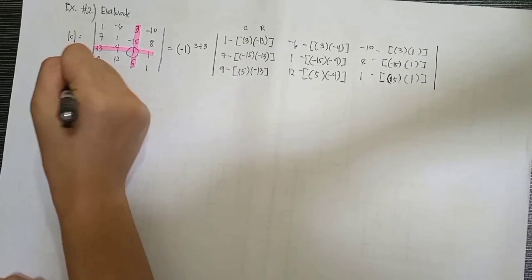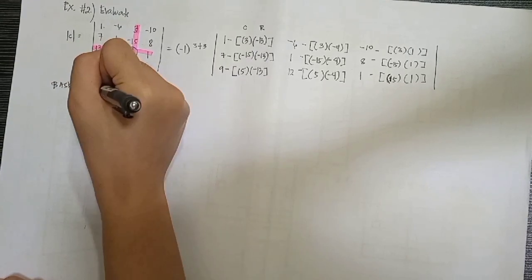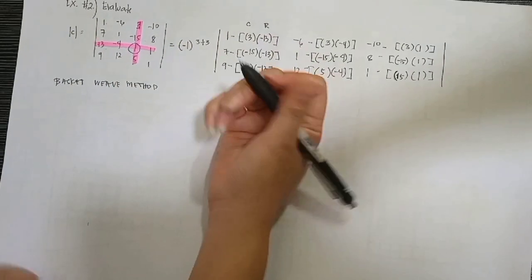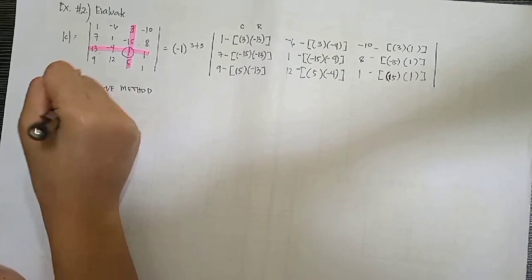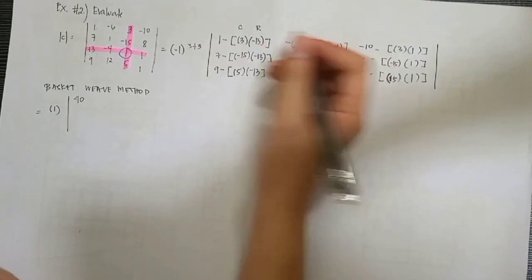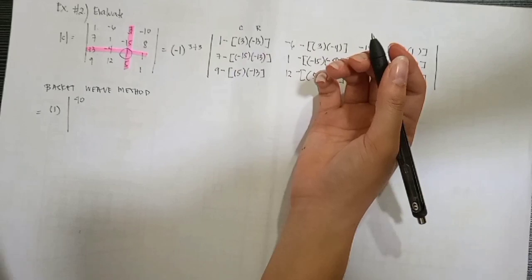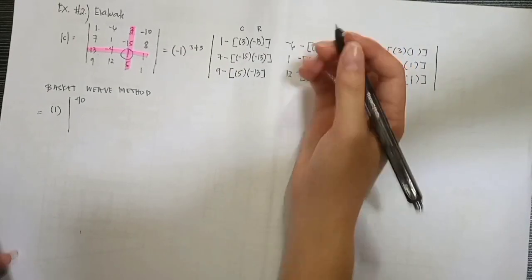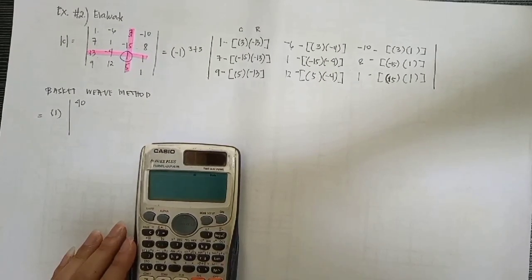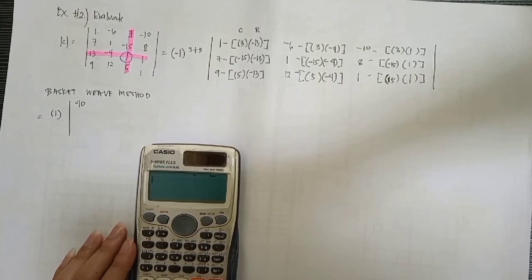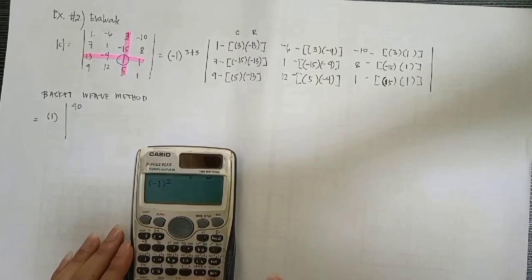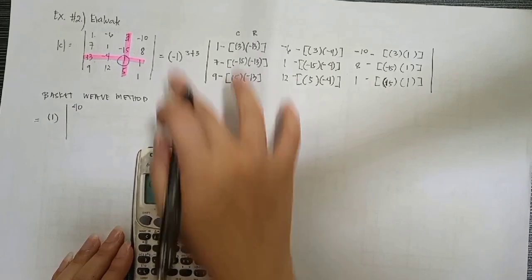For the first method, we will be using the basket weave method, wherein we will just copy the two columns and multiply it for the original determinant. So I just simplify negative 1 raised to 3 plus 3 equals positive 1.